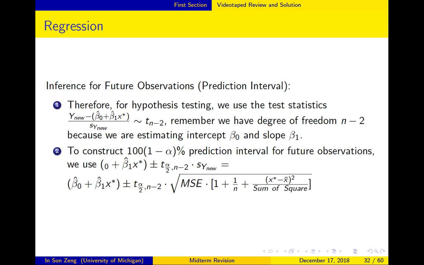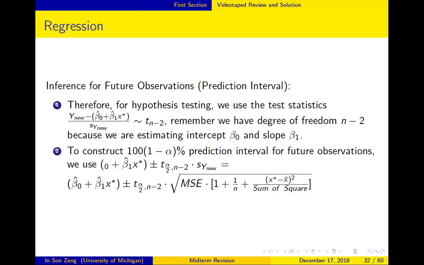Remember, we have degrees of freedom n minus 2 because we estimated the intercept beta 0 and the slope beta 1. We also compare to the t-table, find the p-value, and then derive our conclusion.